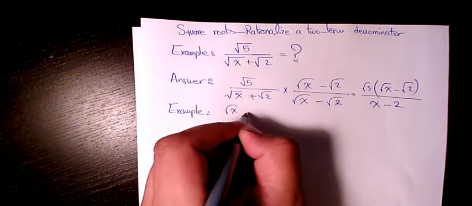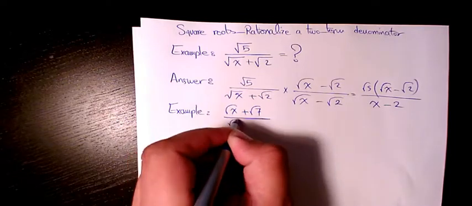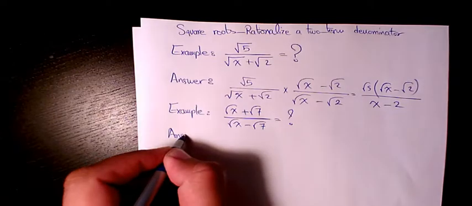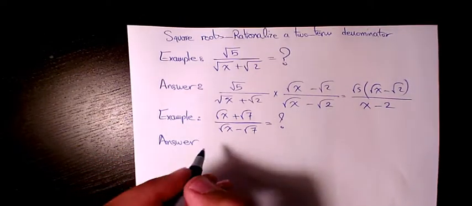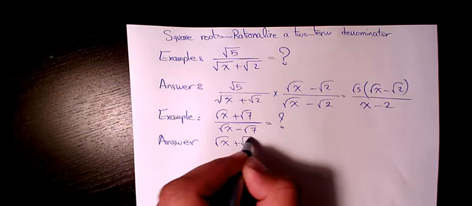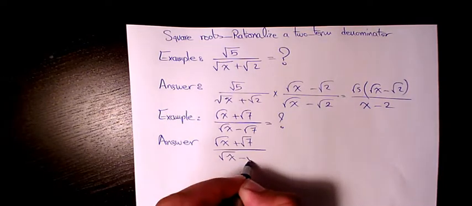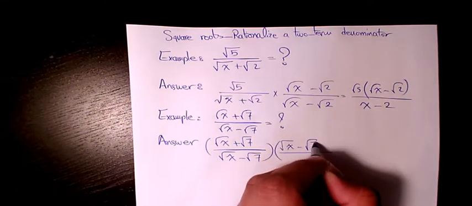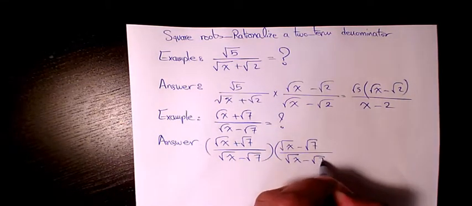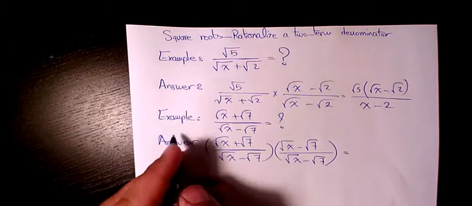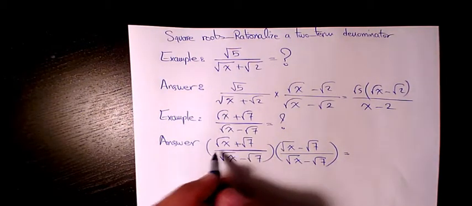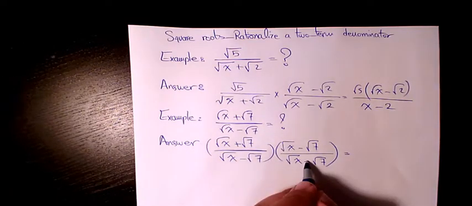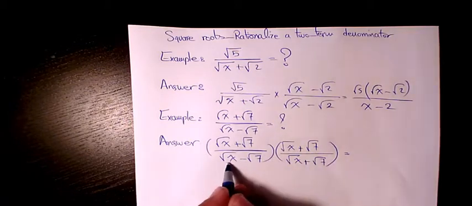is root x plus root 7 divided by root x minus root 7. Answer is root x plus root 7 divided by root x minus root 7 times root x minus root 7 divided by root x minus root 7. And then here, actually we needed to multiply it by plus, because that's the conjugate of the denominator.